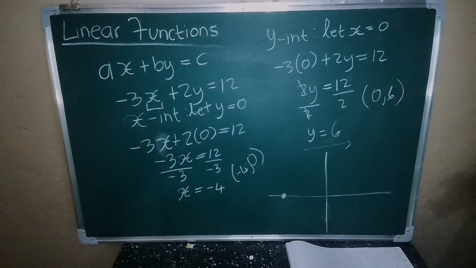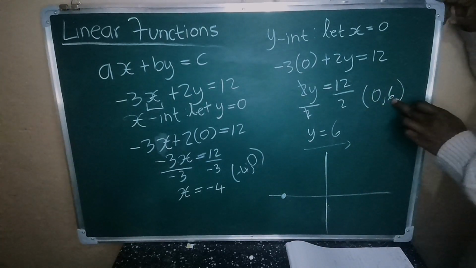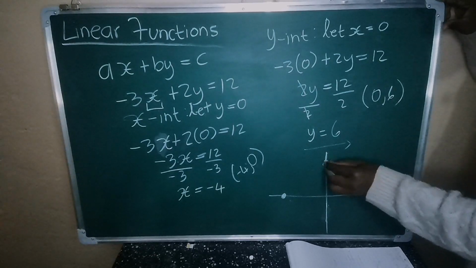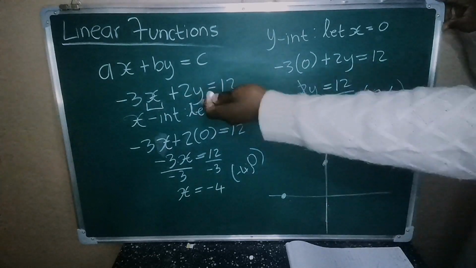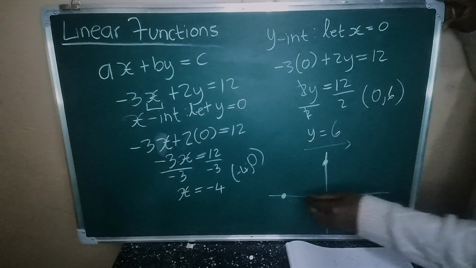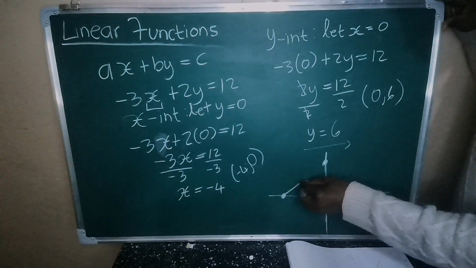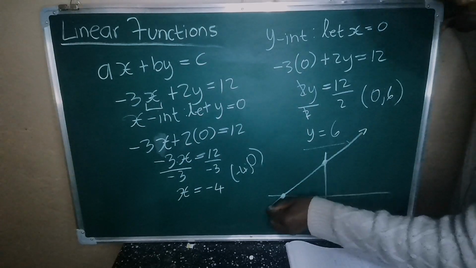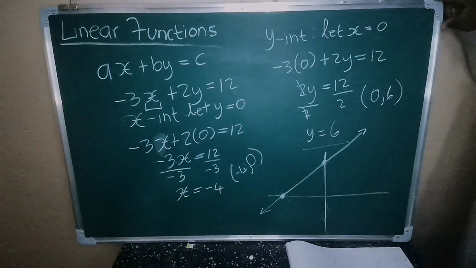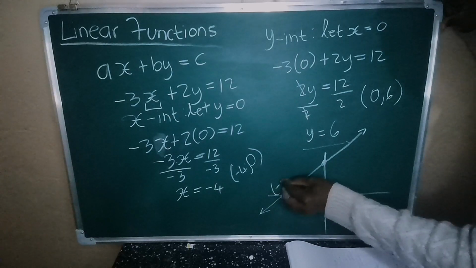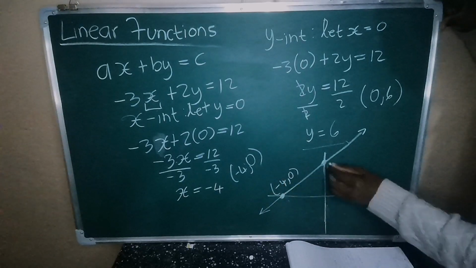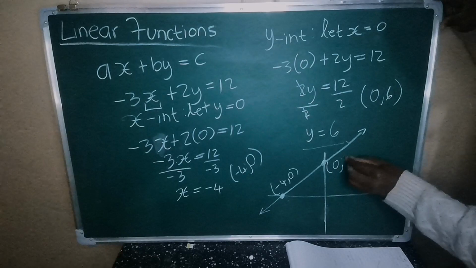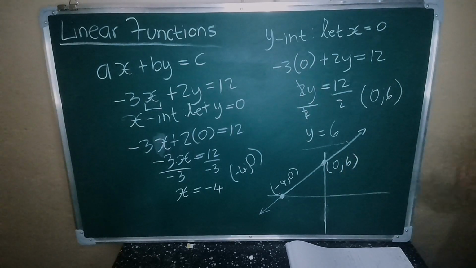Very simple like that. Then you just join. It's a straight line. You just join the points there. Very simple. Just join the points there. I hope you get it. Then the coordinates are negative 4 and 0, and 0 and 6. I hope you get it, guys.